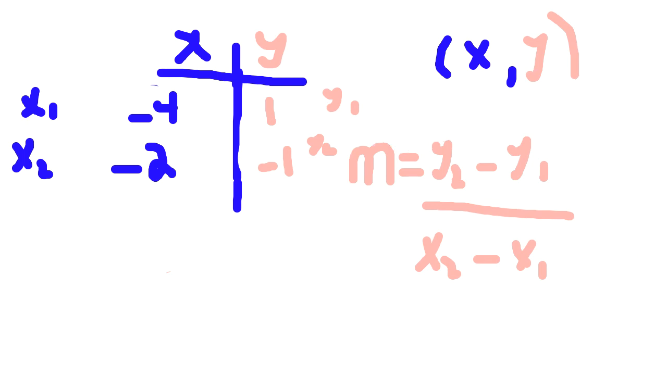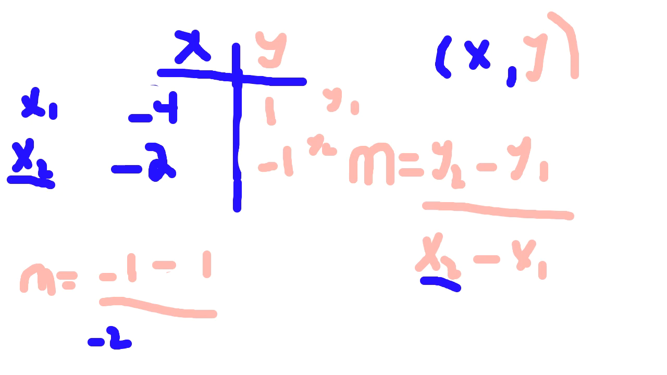Alright, so with that being said, I'm going to do it over here. So m, your slope, equals y2, which is negative 1. I'm going to replace it with negative 1 minus, you have to keep the minus sign in there, y1, which would be 1. All divided by x2 minus x1. So x2 is negative 2, minus x1, which is negative 4.